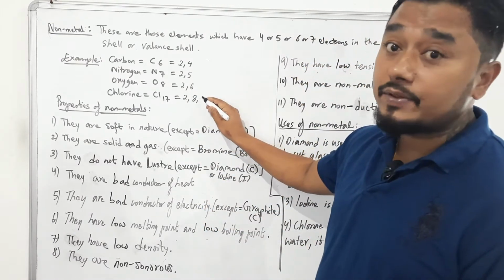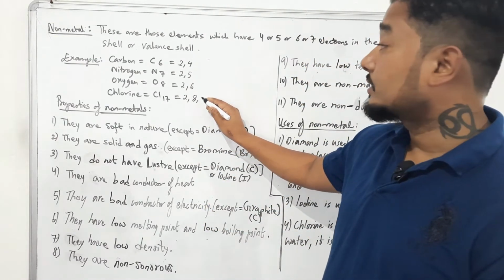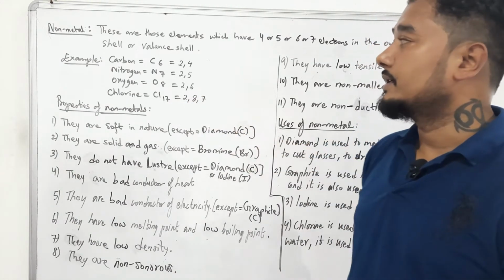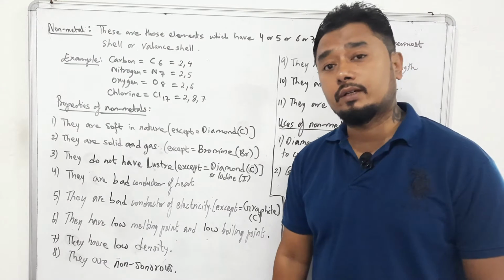Now the third shell capacity is again 8, as I told you earlier. So inside 8 we can put 7. So 2 plus 8 plus 7 will give you 17. This is how we do the electronic configuration, students.